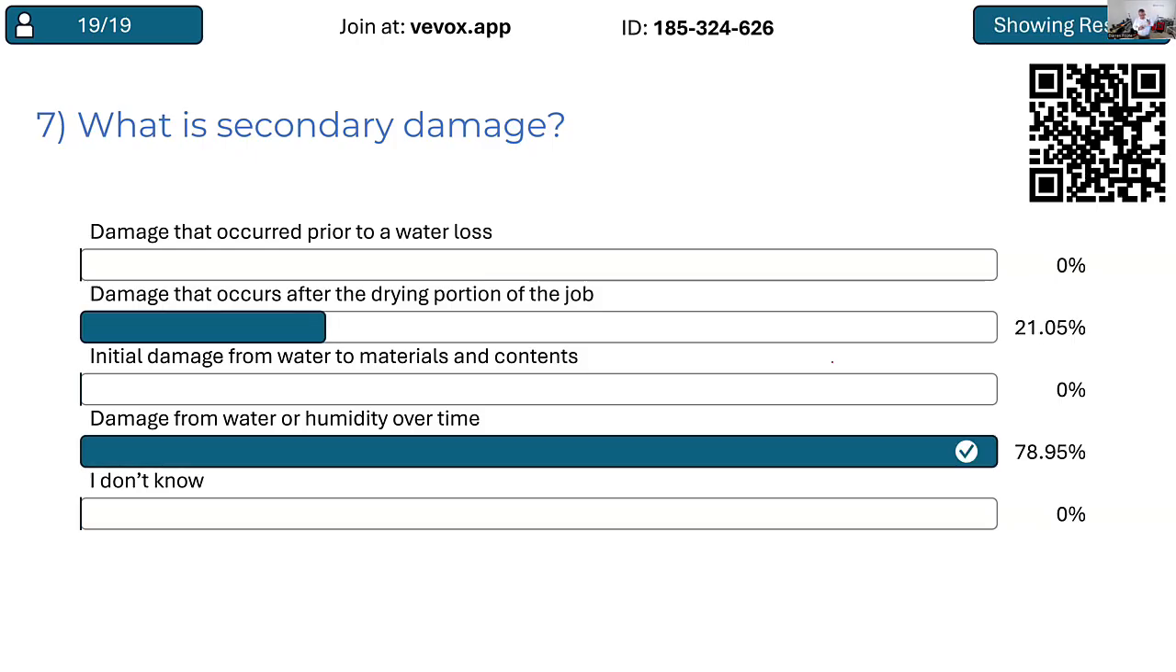All right, so what I'm showing is this one, damage from water or humidity over time. That's correct. That's what it is. Now, those that put damage occurs after the drying portion of the job, I get this answer a lot. And I think what you're saying is if the drying wasn't done correctly and there's still water there, that would lead to secondary damage. Because if it's dry, there won't be any secondary damage. So if that was your thought process, yes, that happens a lot. We have to look at that.